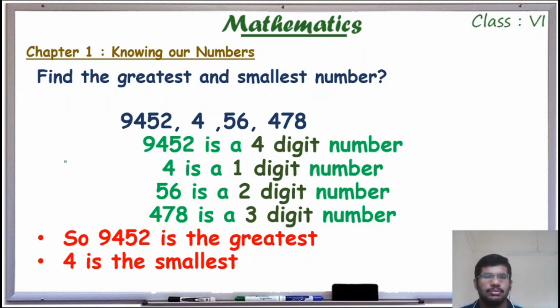And we also learned this problem yesterday. Here the first number is 4 digits, the second number is 1 digit, the third number is 2 digits, and the fourth number is 3 digits. So the 4 digit number is the greatest, and the 1 digit number is the smallest.